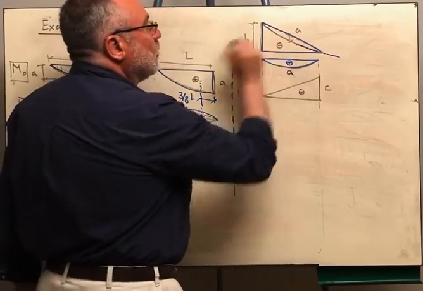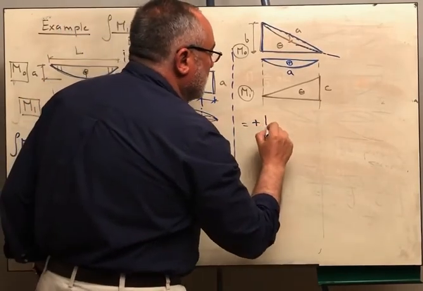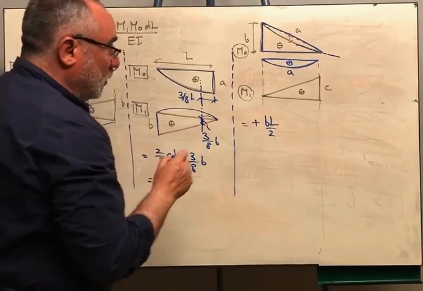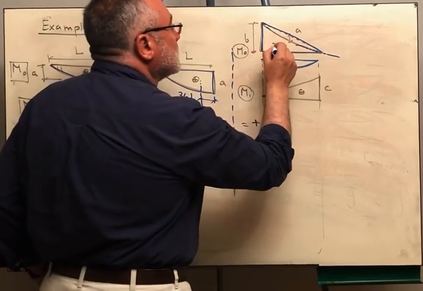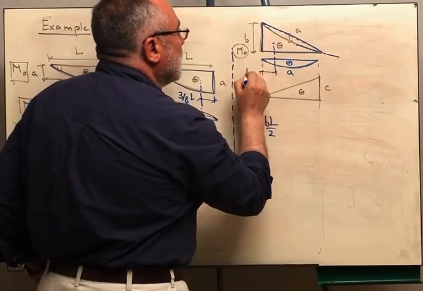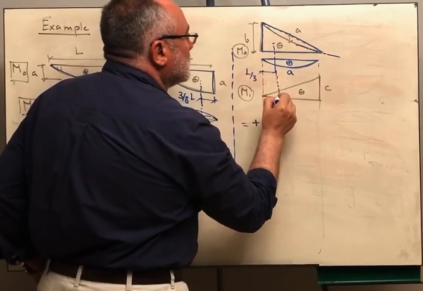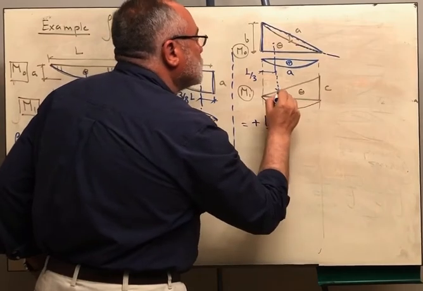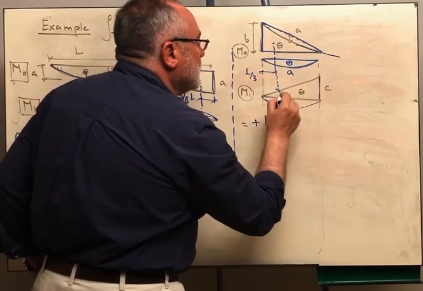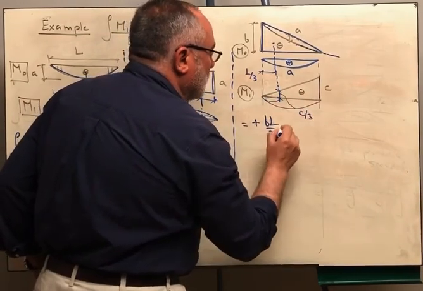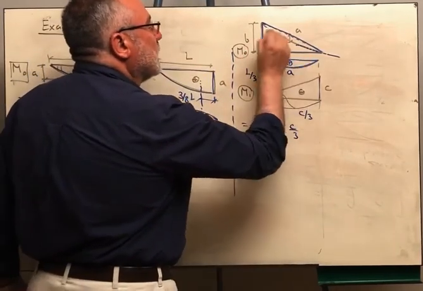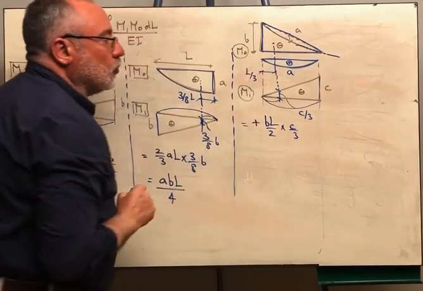I can take the area of this one first, which is BL over 2. Where is the centroid of this diagram? The centroid is here at a distance of L over 3. So we get the respective ordinate. L over 3 over L should be equal to this value over C. So this value is C over 3. So we multiply the area of this triangle by the respective ordinate.